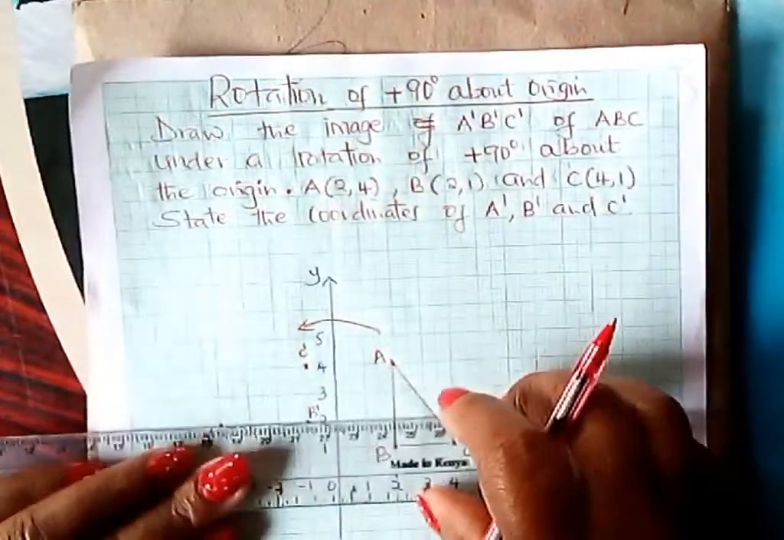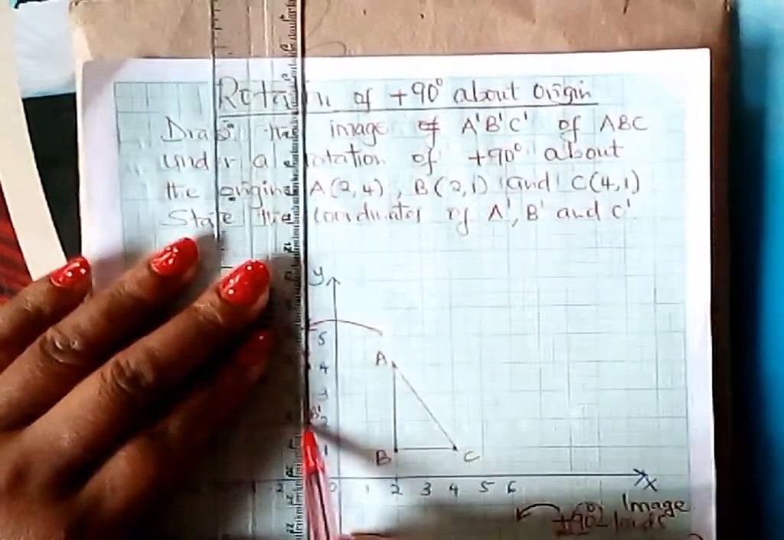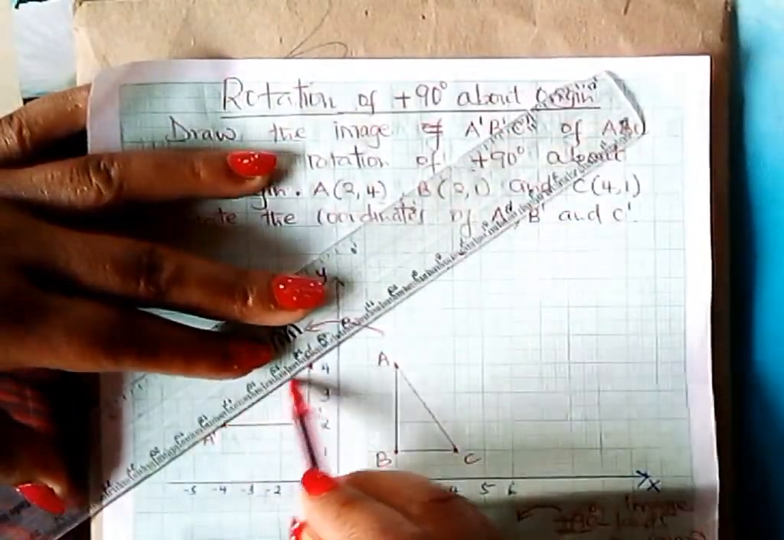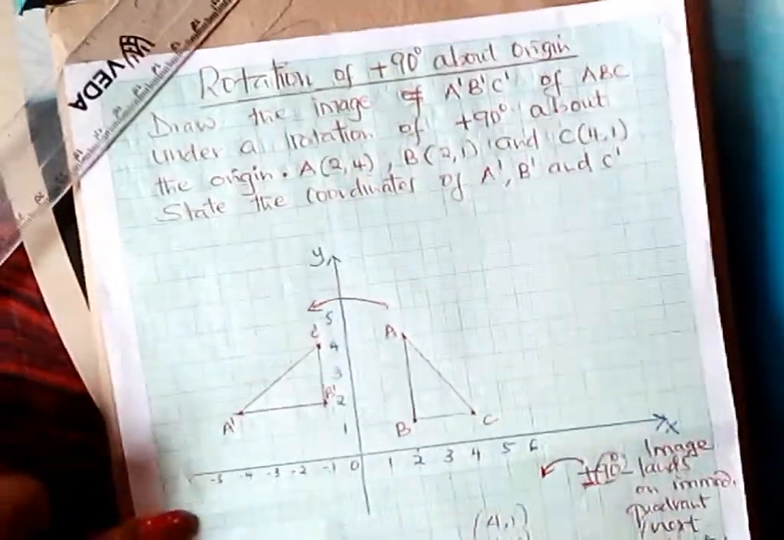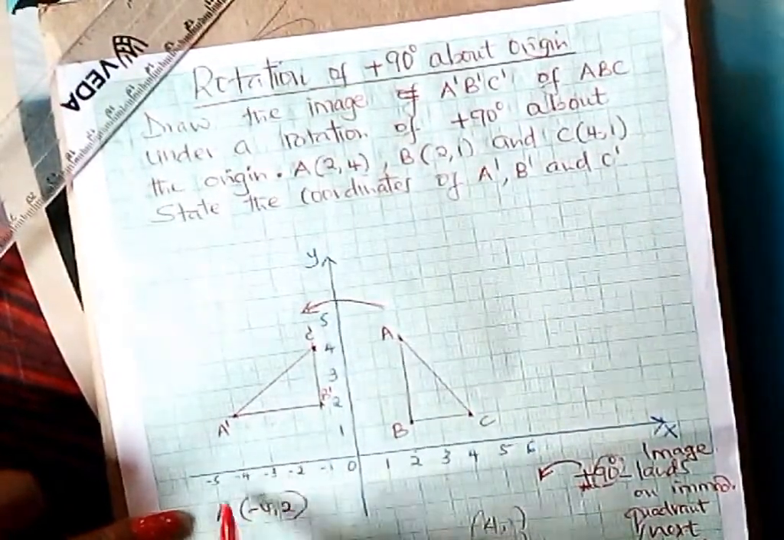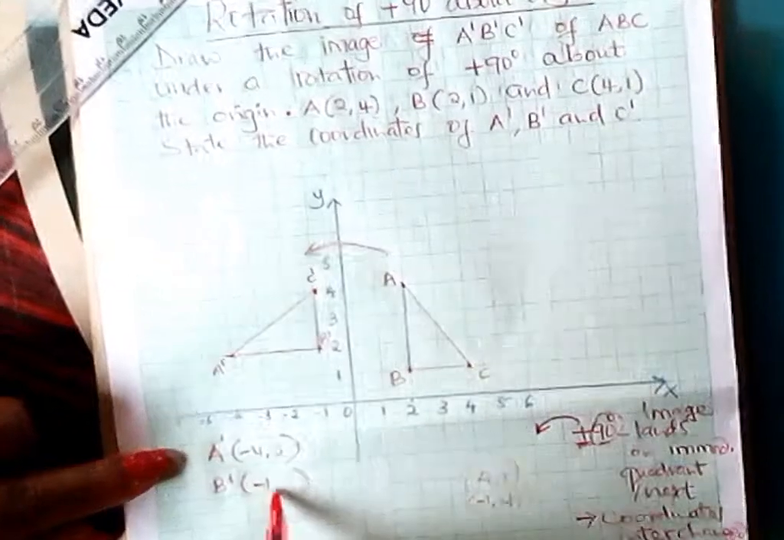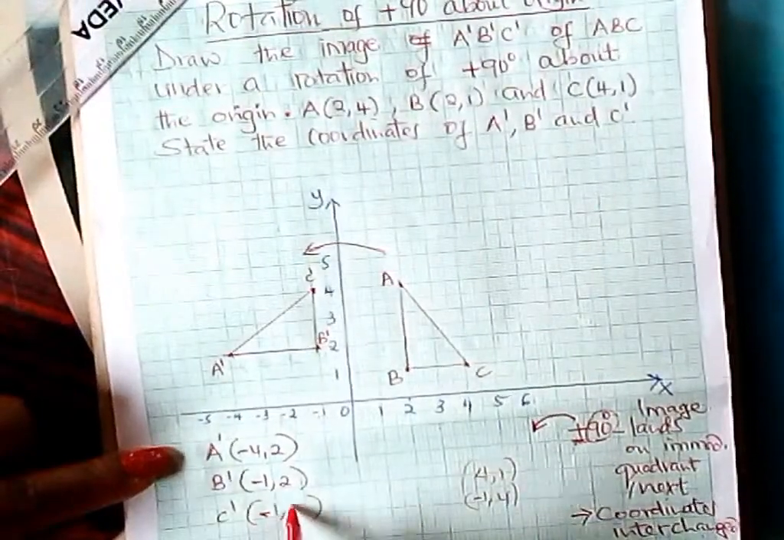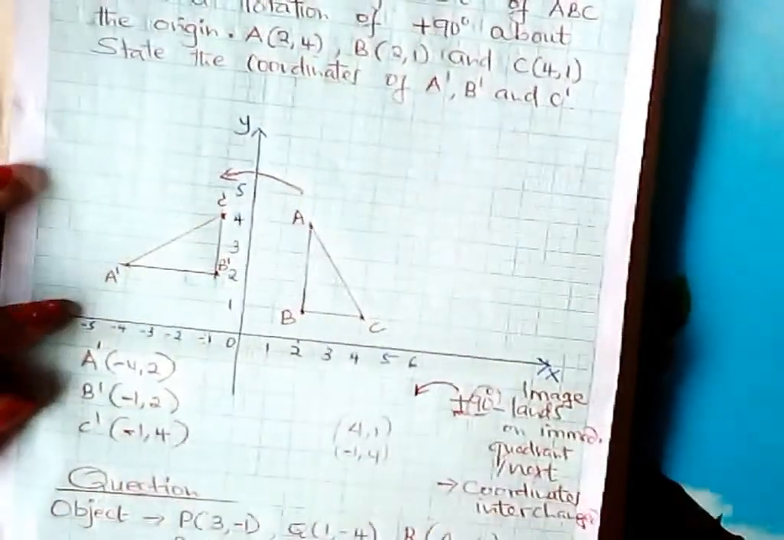So we join the points A prime to B prime, B prime to C prime, and finally C prime to A prime. And this is our image. Therefore, where is A prime, learner? A prime is at negative 4, 2. B prime is at negative 1, 2. And C prime is at negative 1, 4. Those are the coordinates of your image.